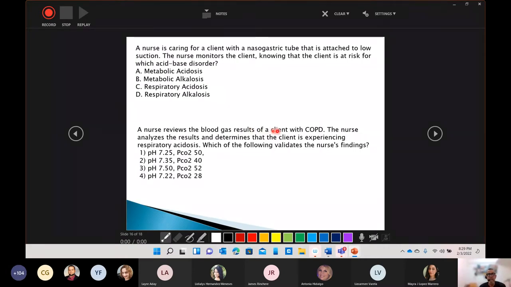A nurse reviews the blood gas results of a patient with COPD. The nurse analyzes the results and determines that the client is experiencing respiratory acidosis, because it's expected in COPD. Which of the following values reflects respiratory acidosis? So you need to look for the low pH. Low pH is 1 and 4, yes? Because this is normal and this is high. So you eliminate this and this. So now you need to decide, of these two acidoses, which one is respiratory. So what do you expect if the arrow of the pH is low? What do you expect to be the arrow of the CO2 in respiratory acidosis?